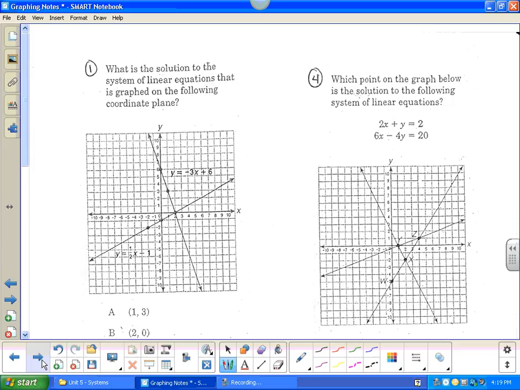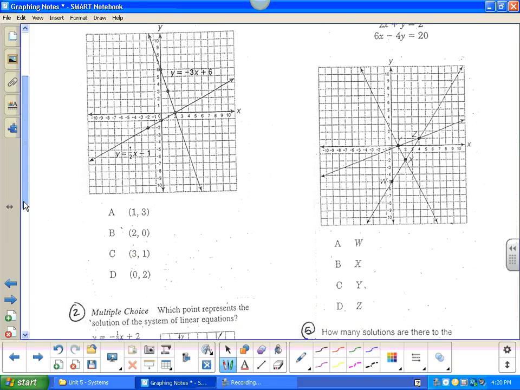It says, what is the solution to the system of linear equations that is graphed on the following coordinate plane? That's just fancy for, here's a system. I've already solved it for y for you. I have already graphed it. All I want to know is, at what point do these two lines intersect? And it's right there. Now remember, it's x comma y, and x is right and left and y is up and down. So my x would be 2 and my y would be 0.